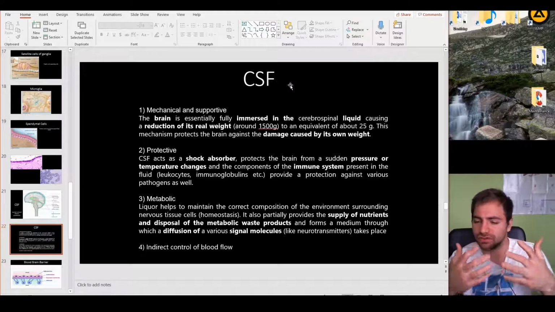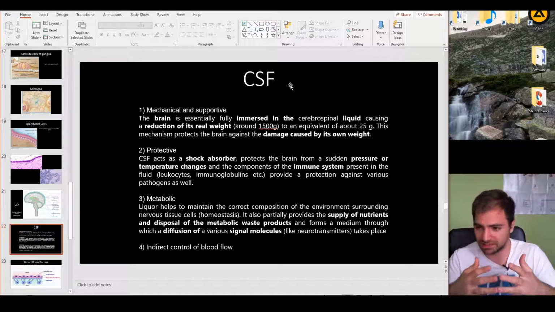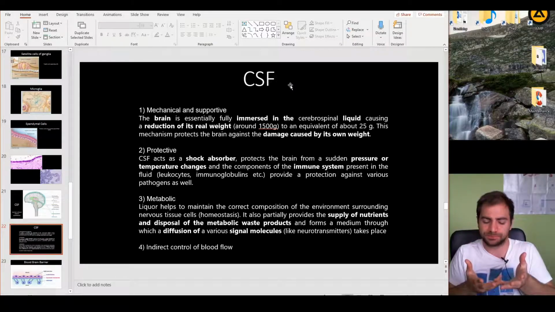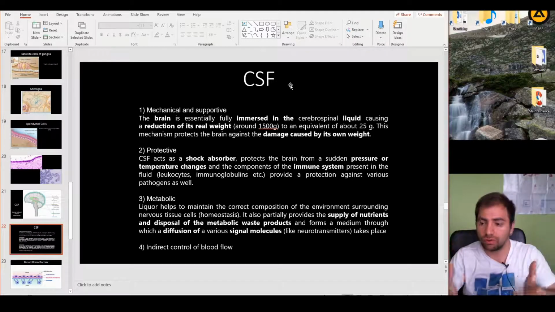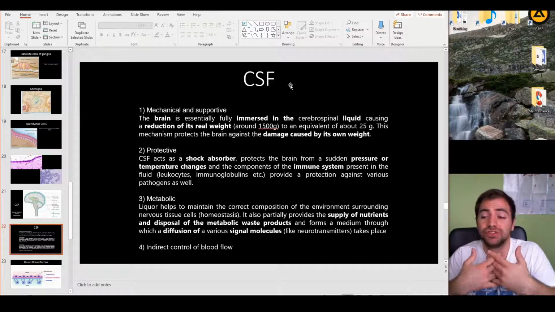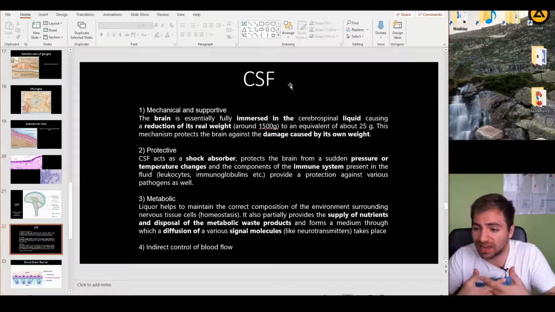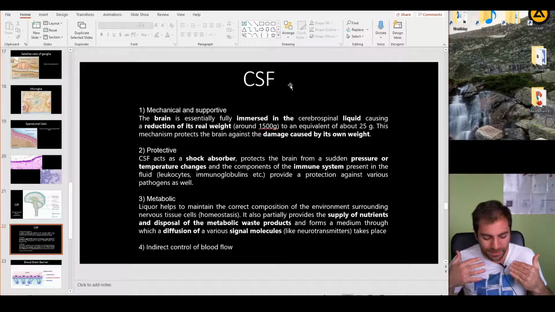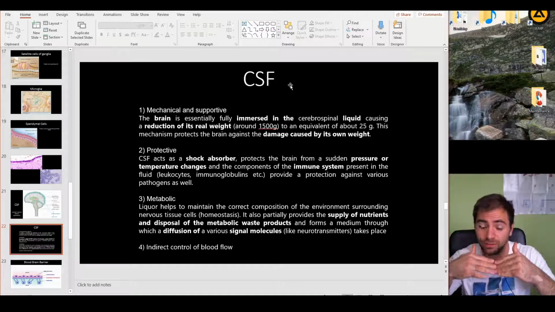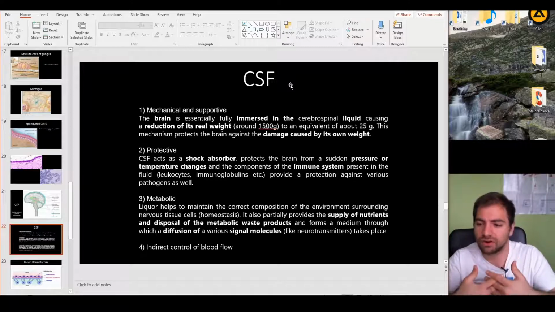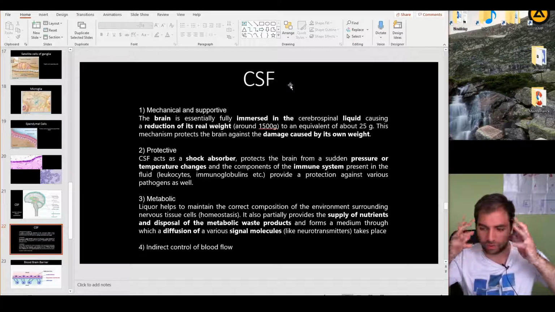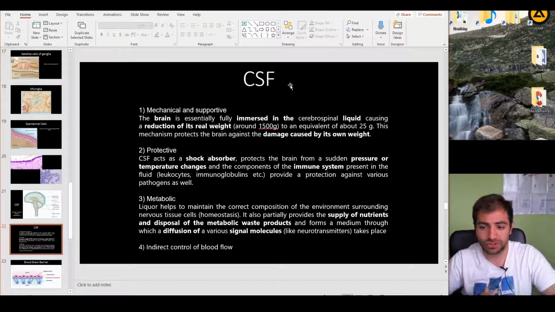Because the mass cannot be changed, the mass is mass and it's going to stay the same, we encase the whole brain in this liquid, which changes its weight to 25 to 50 grams. This is a major weight reduction that safeguards the brain from mechanical injury against the walls of the skull. So this is the first and most important function of the CSF.